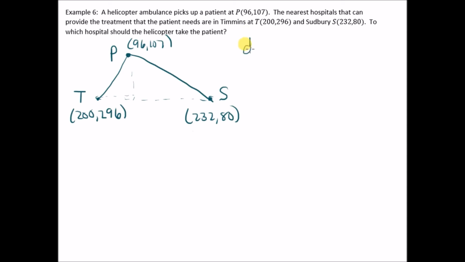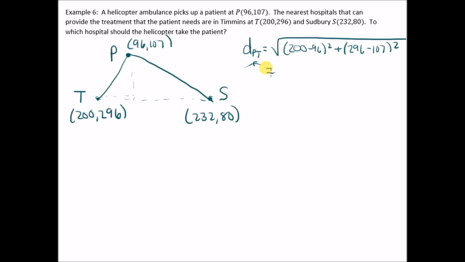So let's find the distance between the patient and Timmins. We're going to subtract the x's. So when we write PT, we actually want to do T minus P. That's proper math form. So we're going to do 200 minus 96, square that. Then we're going to go 296 minus 107, squared. And then it's just calculating.